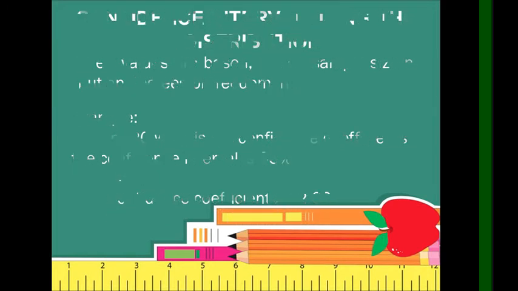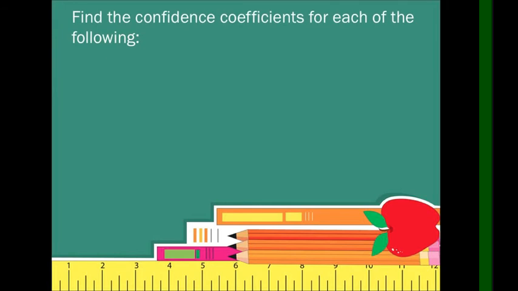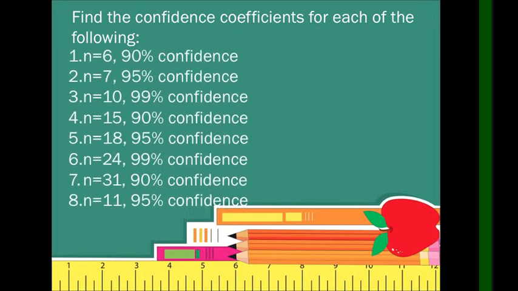Now let's find the confidence coefficient of each given n. The n is 6, so the degree of freedom is 5, and it is 90% confidence. Can you please look for it using your t-test distribution table?